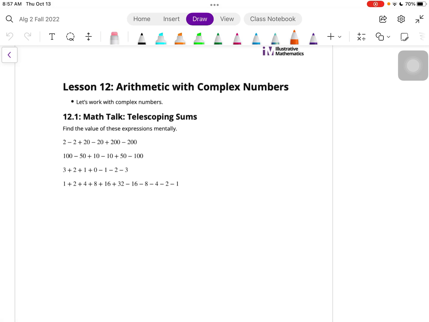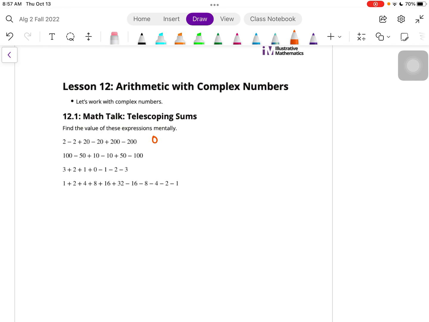All right, let's take a look at lesson 12, arithmetic with complex numbers. So, math talk, telescoping sums. Find the value of each of the expressions mentally. If we look at the first one, well, 2 minus 2, that's 0. 20 minus 20 is 0. 200 minus 200 is 0. So that whole thing is going to be 0.